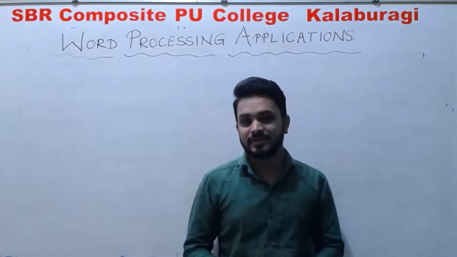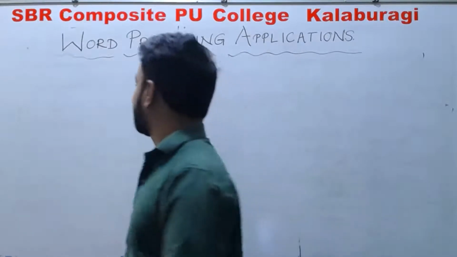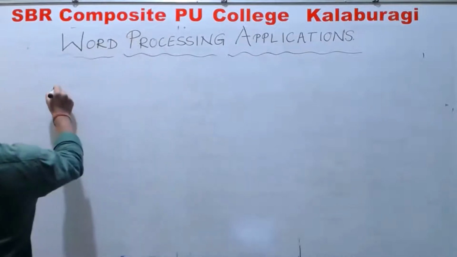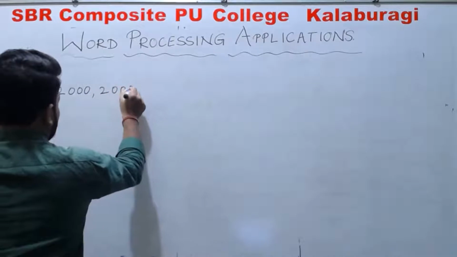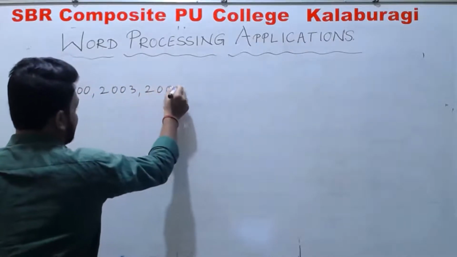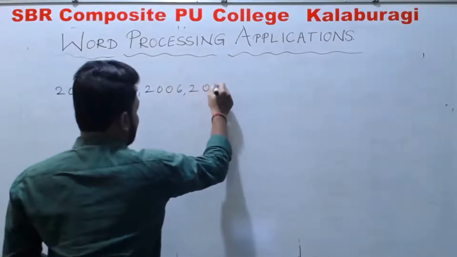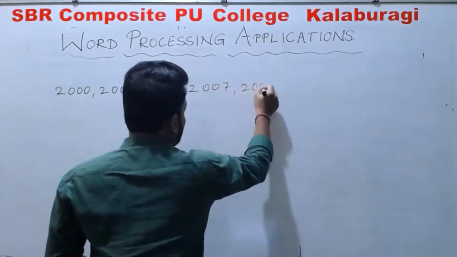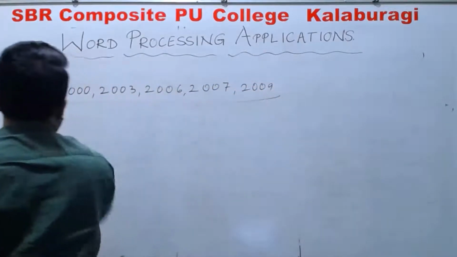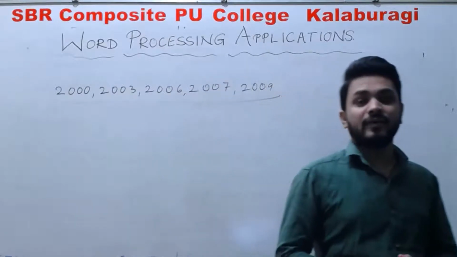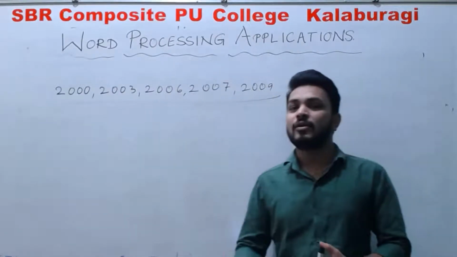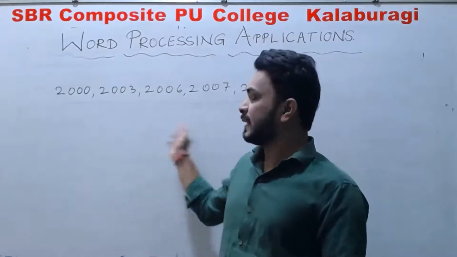That is Word Office. We have so many versions of Word, like 2000 is there, 2003 is there, 2006 is there, 2007 is there, 2009 is there. It is an update of a software. That's it. We are adding more functions as the version increases.